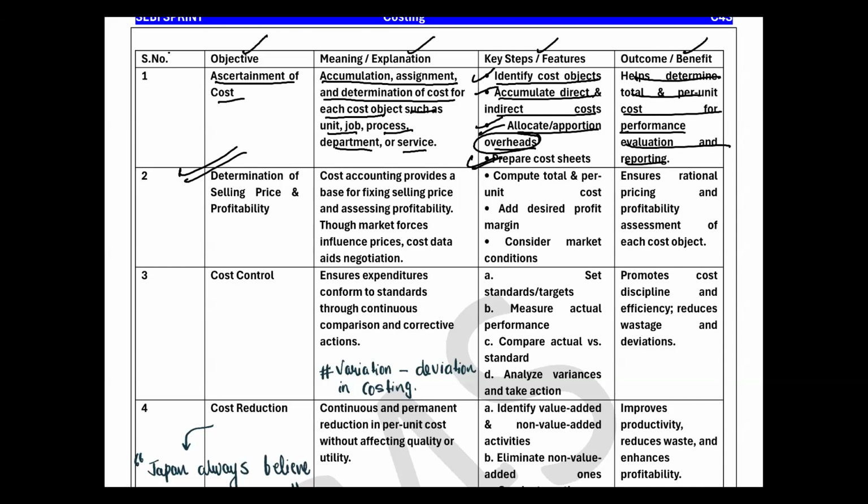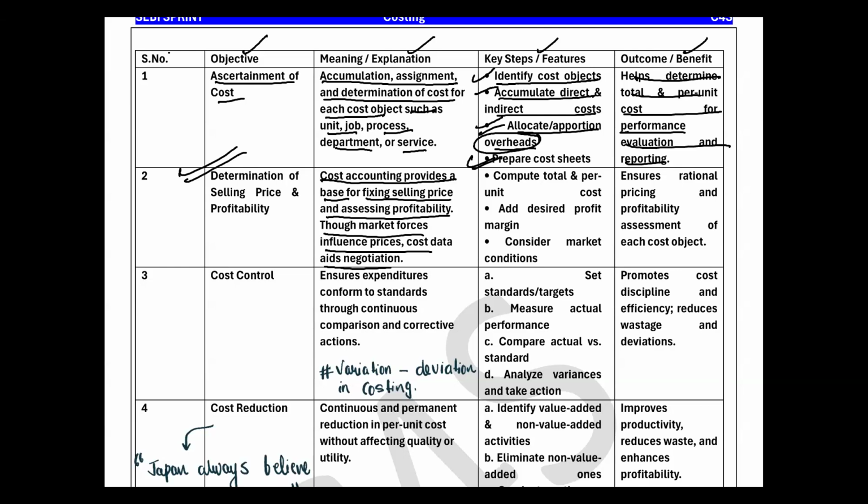Now what is determination of selling price and profitability? The second step is obviously very easy. Cost accounting provides a base for fixing selling price and ascertaining profitability. Though market forces influence prices, cost data aids negotiation. Suppose you have decided my selling price will be 120 rupees, but the actual market standard for a burger was 100. So you need to reduce your cost now. That's why determination of selling price and profitability is explained this way.